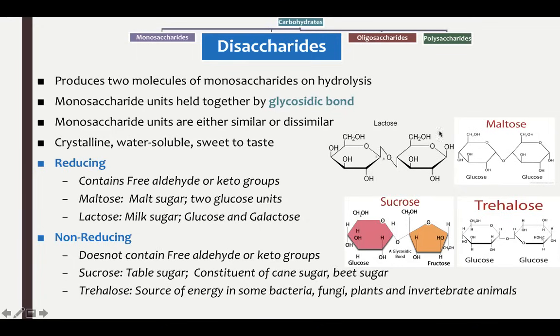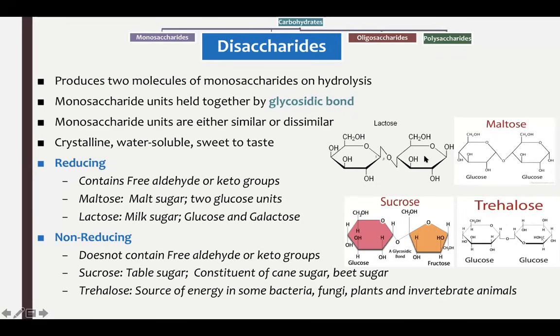Okay, so you can see the examples. This is lactose, this is maltose, this is sucrose, this is trehalose. All of these are disaccharides. In lactose, this one is a glucose molecule and this one is a galactose molecule. So glucose and galactose are joined together via a bond, and this is called the glycosidic bond. More specifically, we can call it an O-glycosidic bond, because the bond is formed via the joining of the oxygen. And because this galactose is in beta form, it is called a beta glycosidic bond.